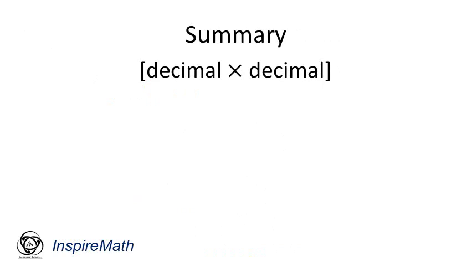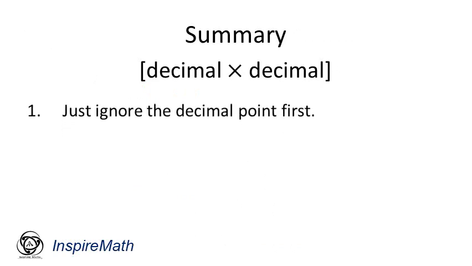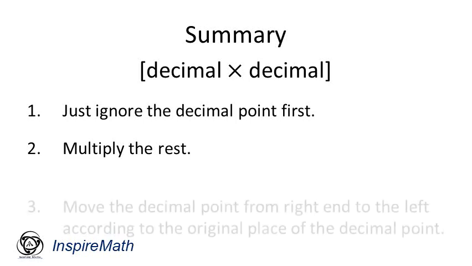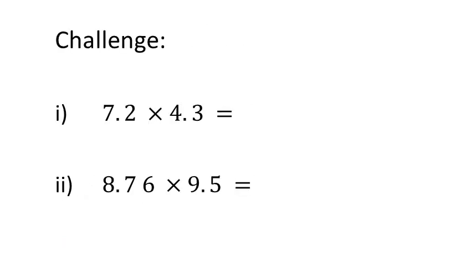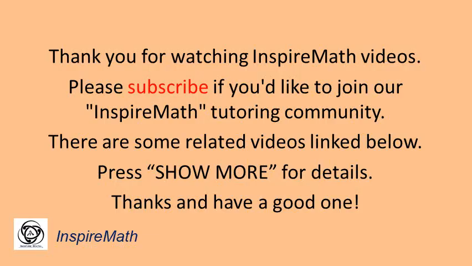Let's summarize today's lesson. When you multiply decimals, ignore the decimal point first. Multiply what is left over. Move the decimal point from the right end to the left according to the original place of the decimal point. Here are some challenge questions. Try them out. Sample solutions are linked under the video. Hope you can solve them.